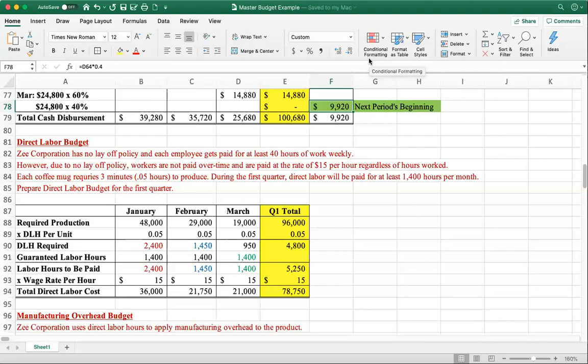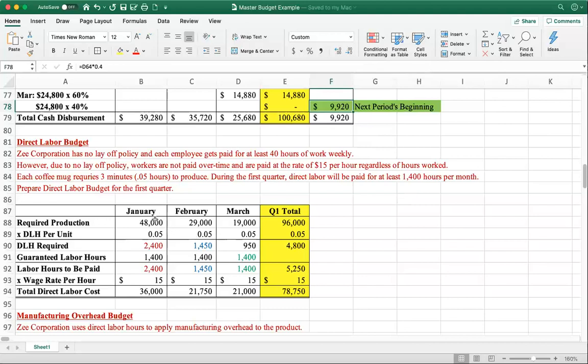During the first quarter, direct labor will be paid for at least 1,400 hours. So the total direct labor hours are 1,400 for the first month. Even if they work 1,200 hours, they will still get paid for 1,400 hours. If they work 1,600 hours, then they will get paid for 1,600 hours, but not at an overtime rate. Okay, so prepare the labor budget for the first quarter.